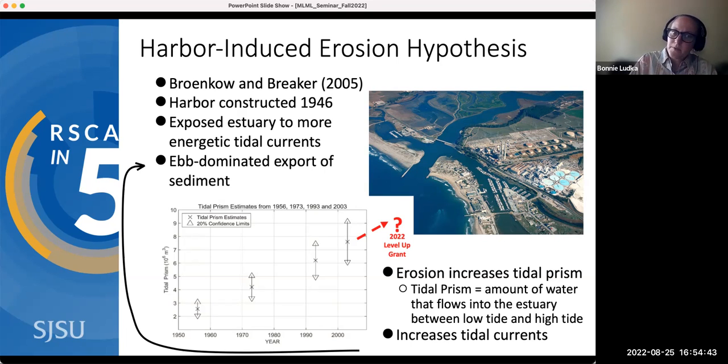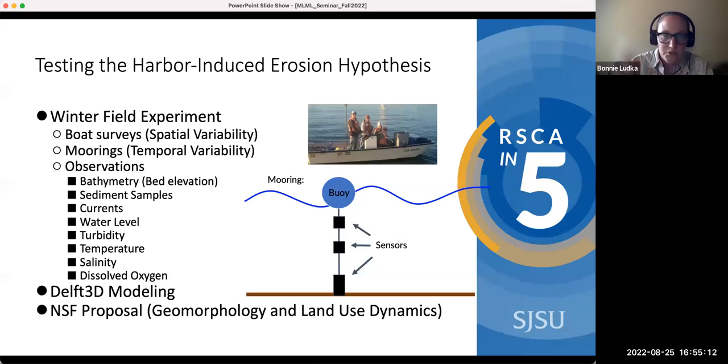This is an ebb-dominated estuary, where you have more export of sand going out than coming in. So if you have increased tidal currents, you have an increased tidal prism, so you have more water flowing into the estuary between low and high tide, which further increases the currents and potentially further increases erosion. This is a hypothesis we're trying to test using a field experiment and some numerical modeling.